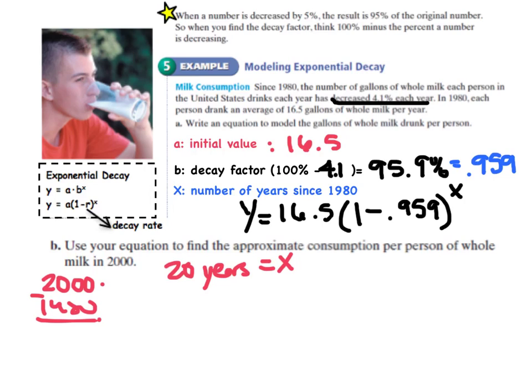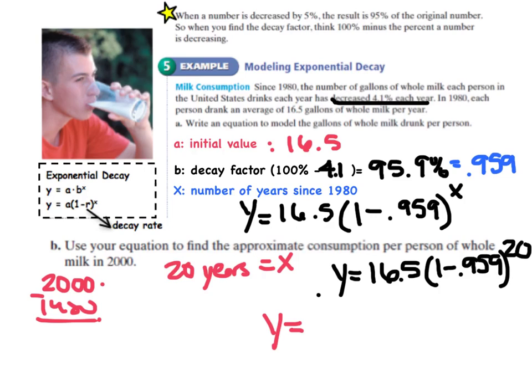So let me rewrite my new equation then, because I know that X now is actually 20. Raised to the 20th power. Now I can put that all in my calculator and see what we get. And our final answer is basically that we would have 7 gallons per person in the year 2000.